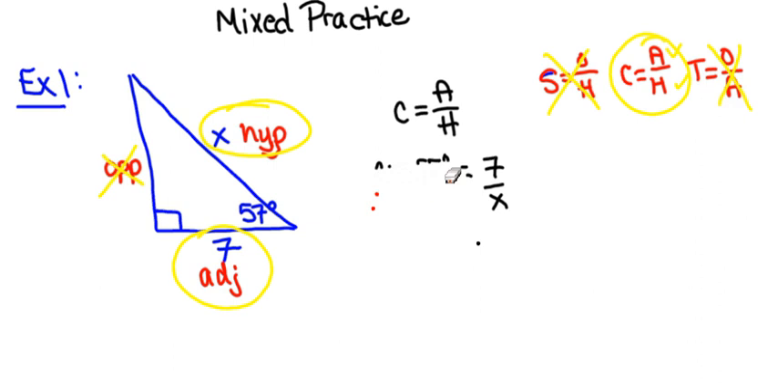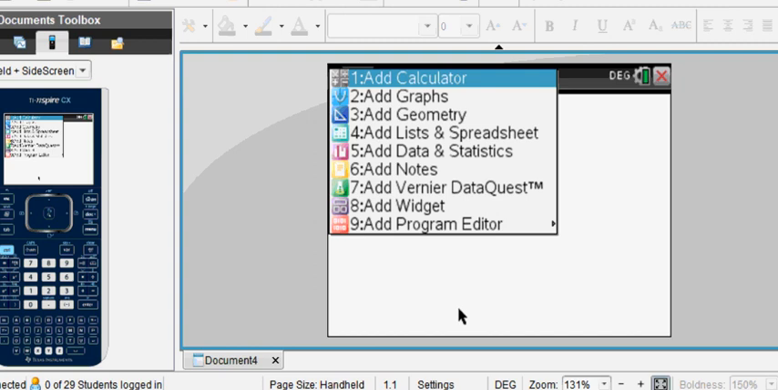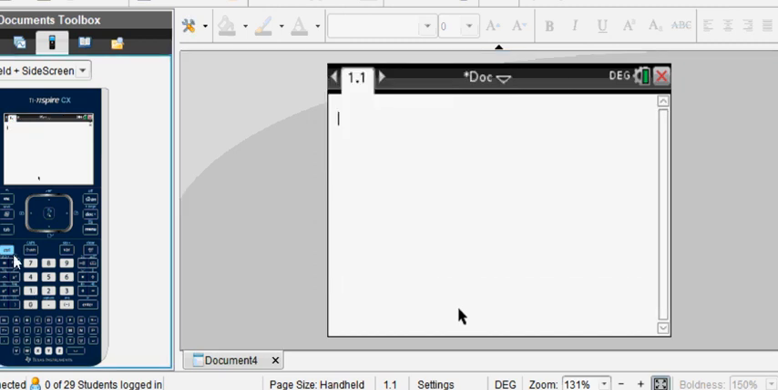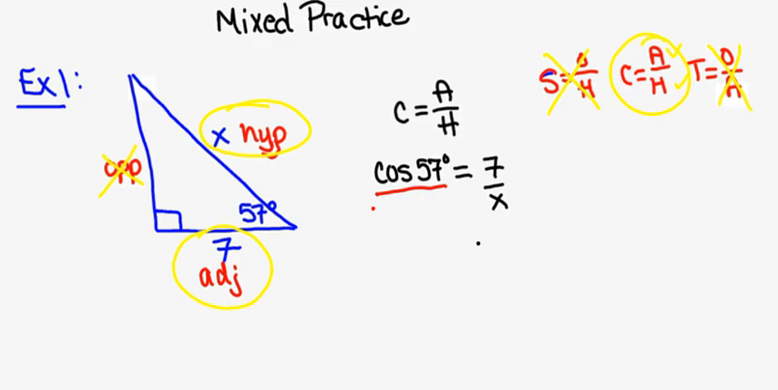Cosine of 57 degrees I can type into the calculator, so I'm going to get my calculator out. You should type this right in along with me. Let me type in cosine of 57 degrees. Remember, we're always going to put 4 decimal places down on our paper, so the first 4 that you see, 0.5446, equals 7 over x. And now I'm all set to go ahead and cross multiply.